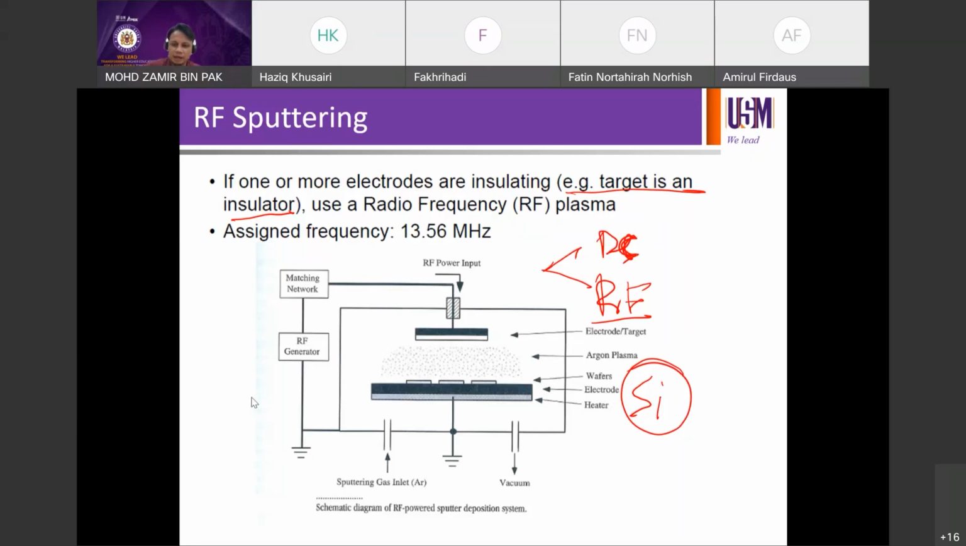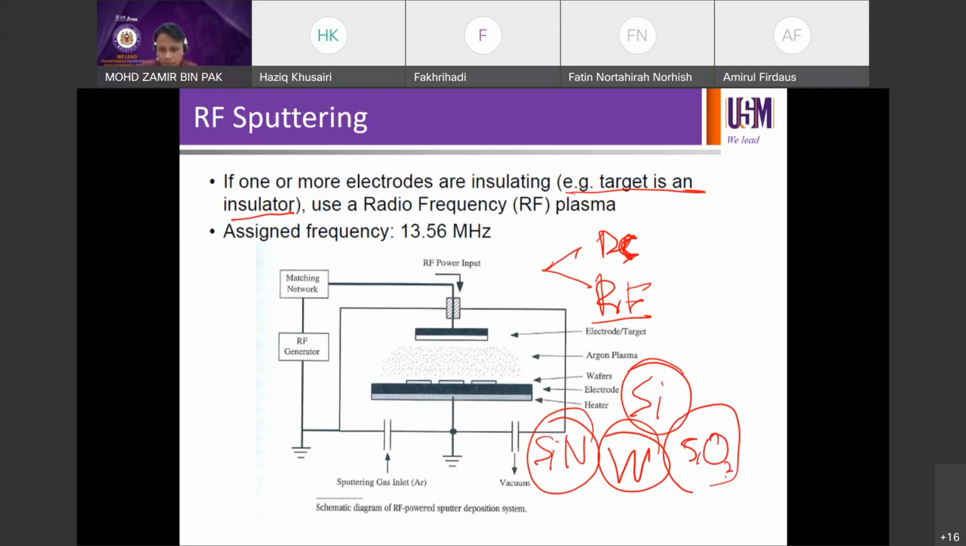Tungsten. Tungsten apa? W. Is tungsten an insulator? To check, is tungsten an insulator? Any other examples other than tungsten? Silicon nitride. Okay. Is silicon dioxide an insulator? Silicon dioxide. Silicon carbide. Insulator semua kan? Silicon is a semiconductor. Tungsten apa tungsten?